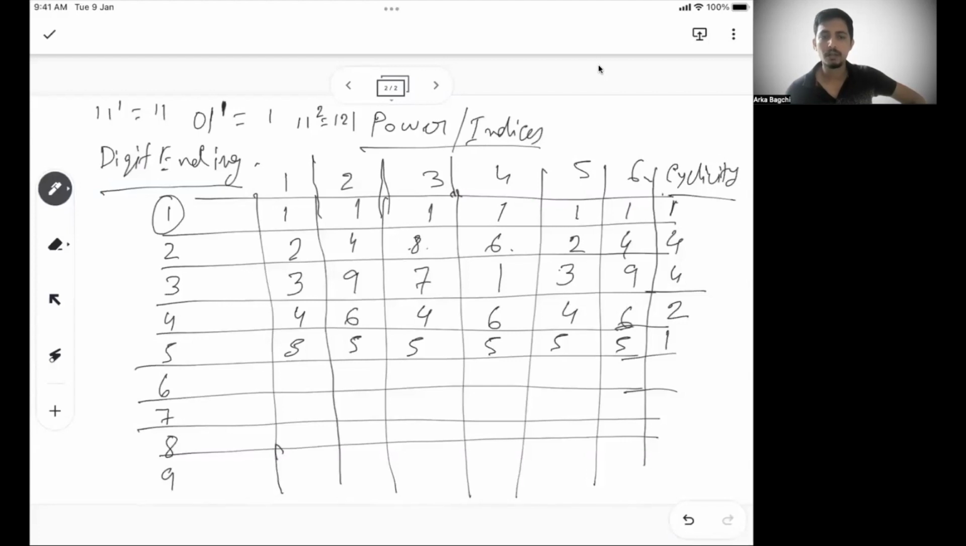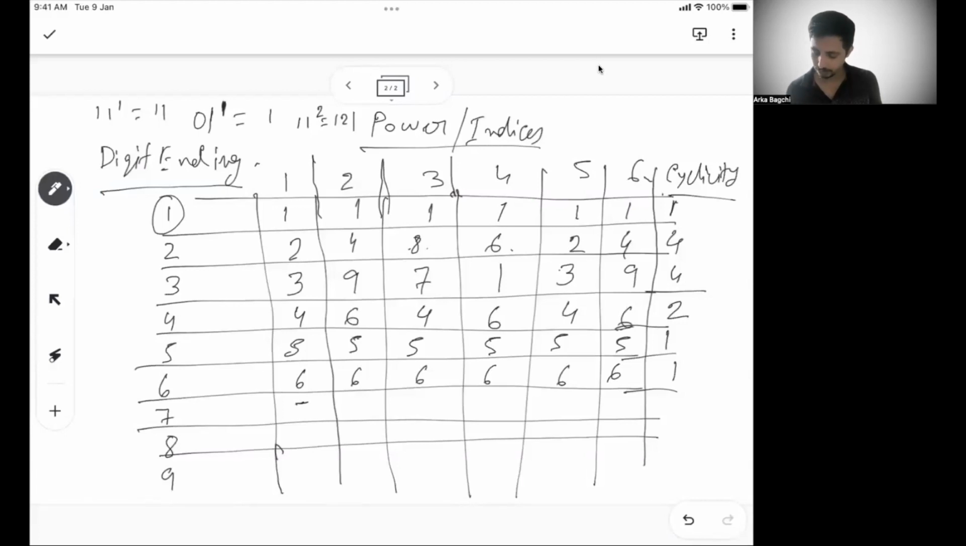Okay. Now 6. How do you calculate? 6 to the power 1, 6. 6 squared, 36. 6 cube, 216. 6 to the power 4 is again 6. So 6 is also at a cyclicity of 1. Because whenever you multiply 6 with 6, you will get 6 only. 6 to the power 1 is 6, 6 square 36, 6 cube 216, 6 to the power 4 is I think 1296. So basically you get all the last digit as 6.